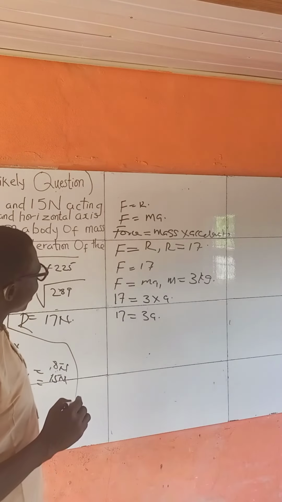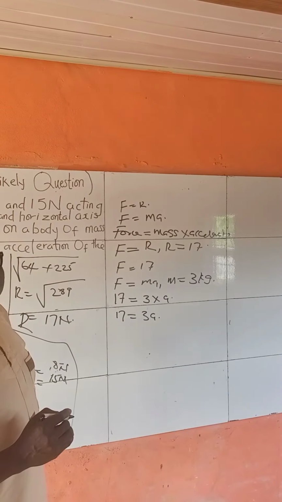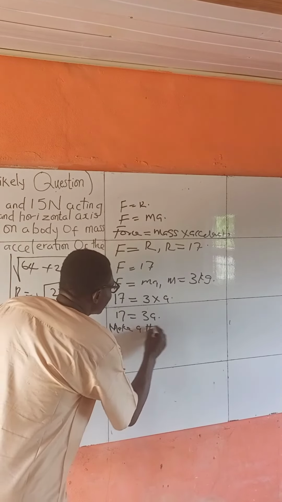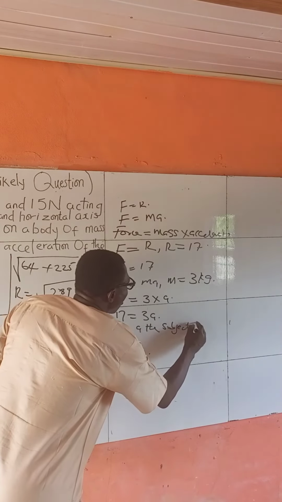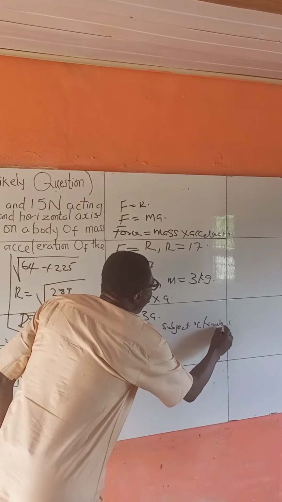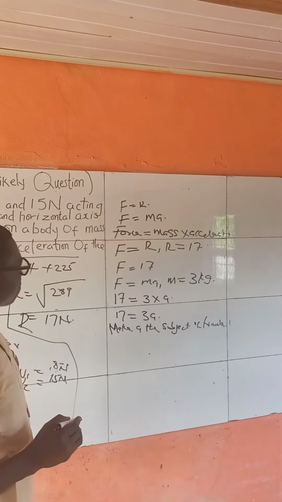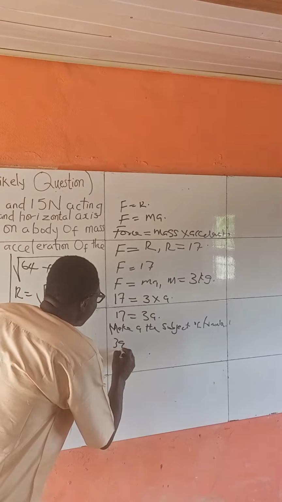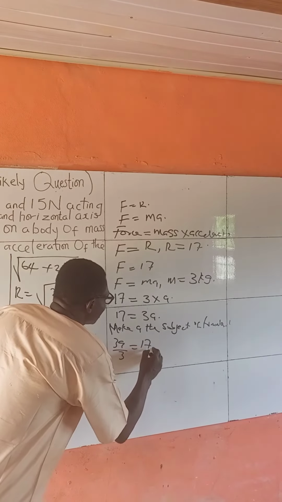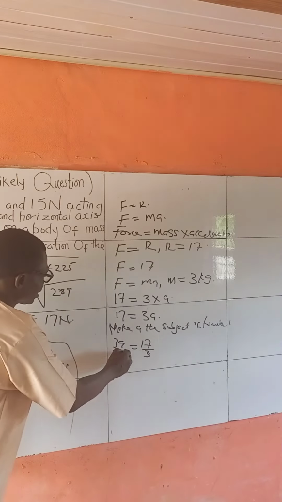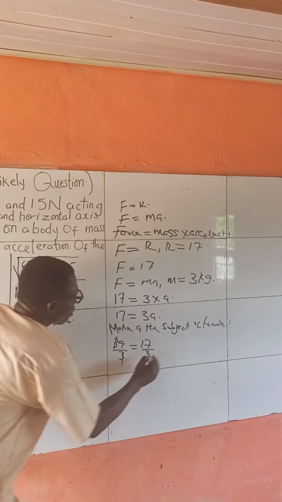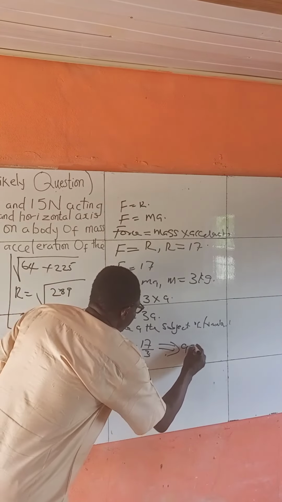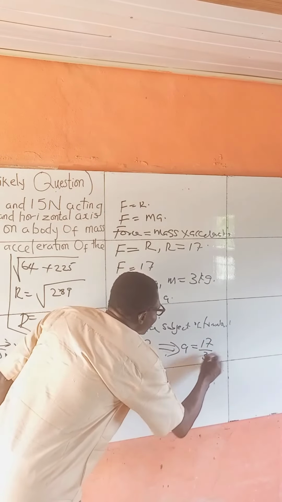Then what do we do? We make A the subject of the formula. How do you do that? You do that simply by dividing both sides by 3. So you have 3A over 3 is equal to 17 all over 3. This 3, you cancel this 3, which implies that A is equal to 17 over 3.